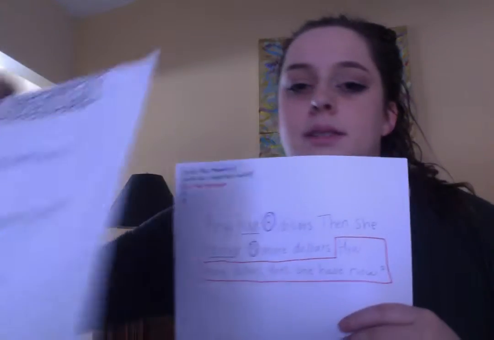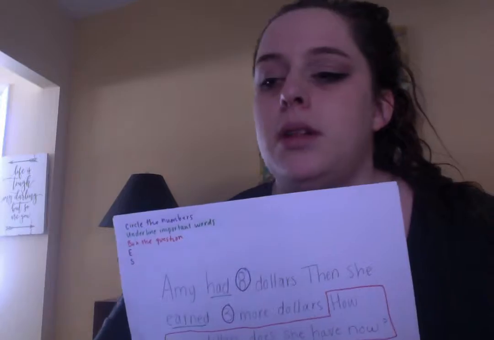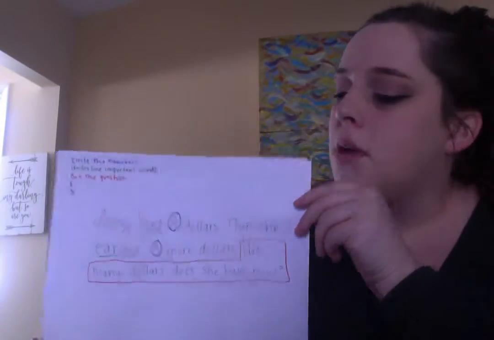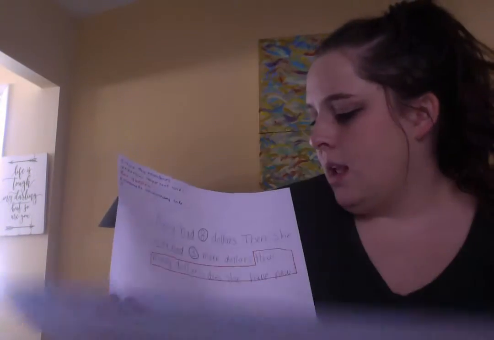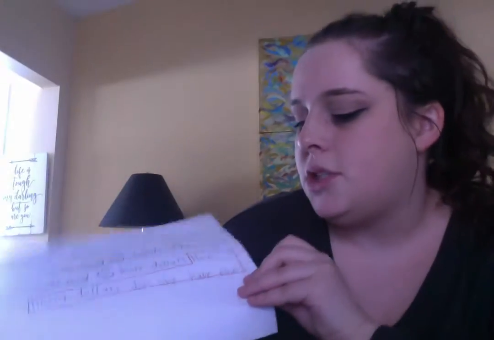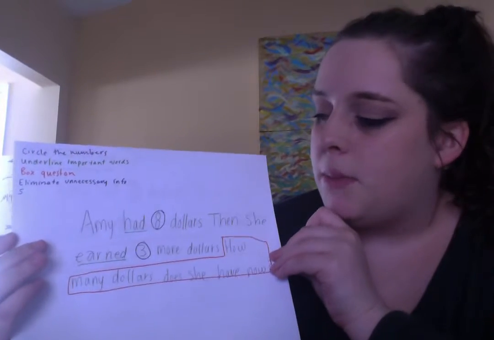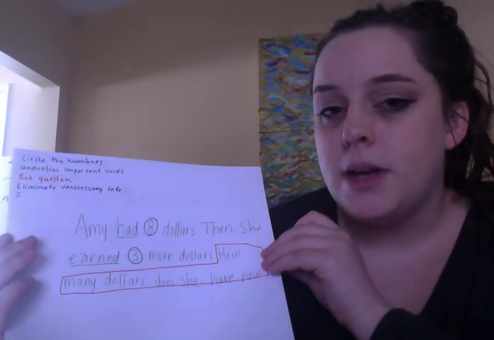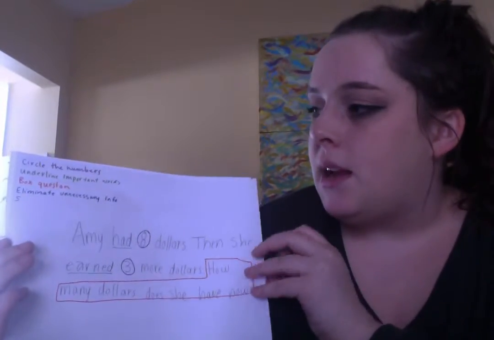We'll move on to our next letter, E, which is eliminate unnecessary words. So we want to eliminate any unnecessary words that might trip us up or distract us from the original problem. So let's read the problem again. Amy had $8, then she earned $3 more. How many dollars does she have now? So in this problem, there really isn't any words to eliminate. Everything is straight to the point. There's no extra bits of information that we don't need. So we don't need to eliminate anything.